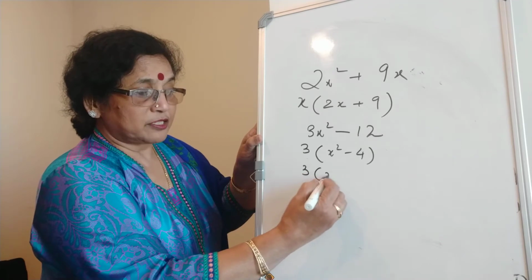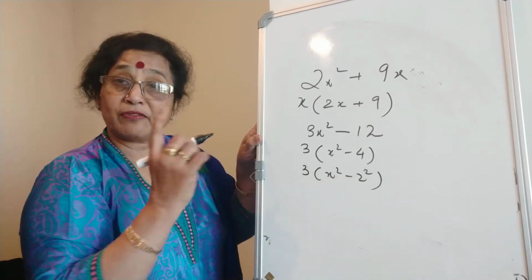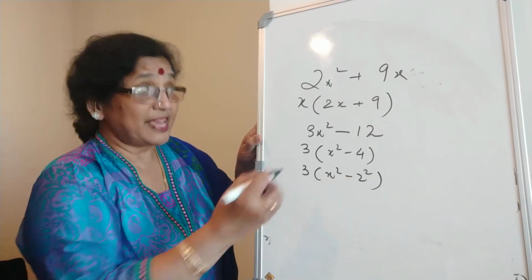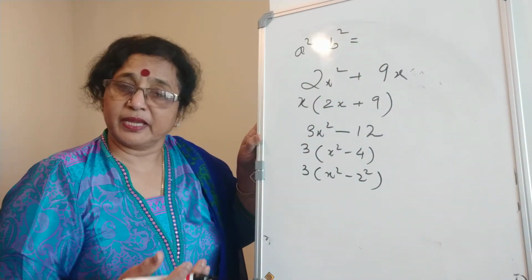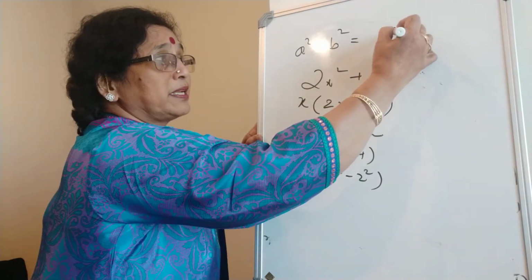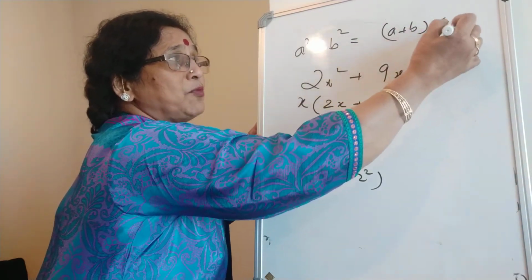So this is minus, it is a difference of squares. So that is 3 times x square minus 2 square. You have done a square minus b square. Yes, a square minus b square is what into what? It is a plus b into a minus b. I am not doing complete factorization. I am just touching on what difficulty you have in breaking up the middle term into two terms.